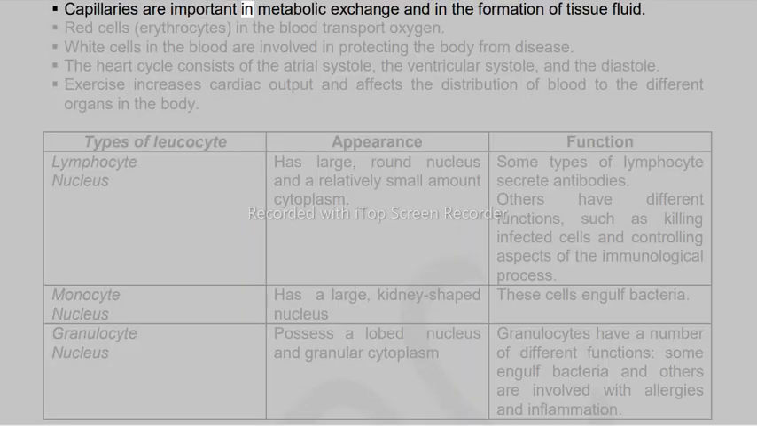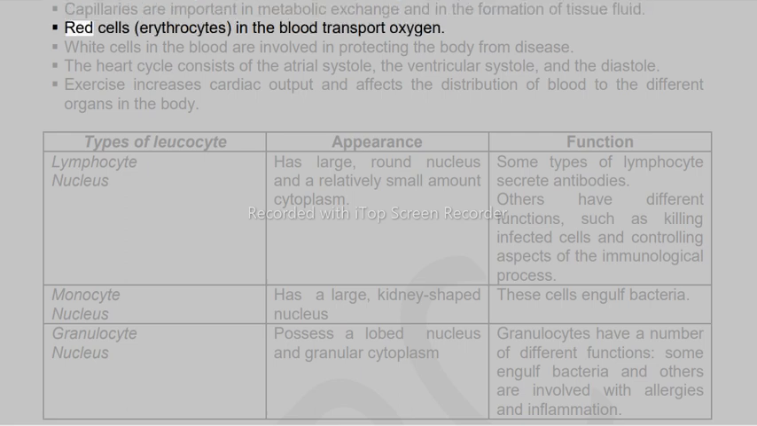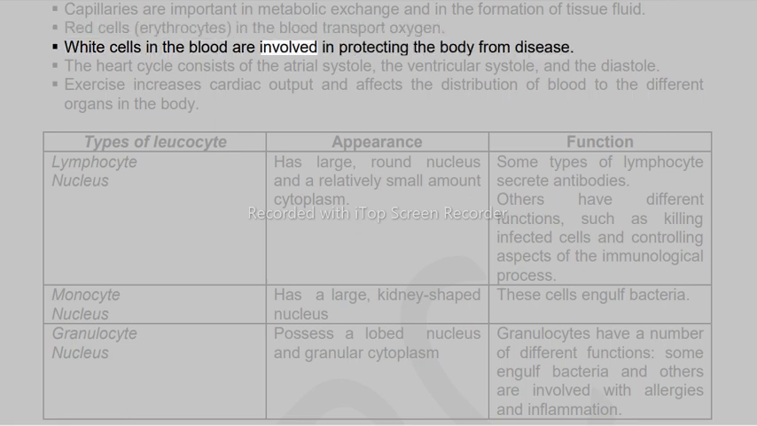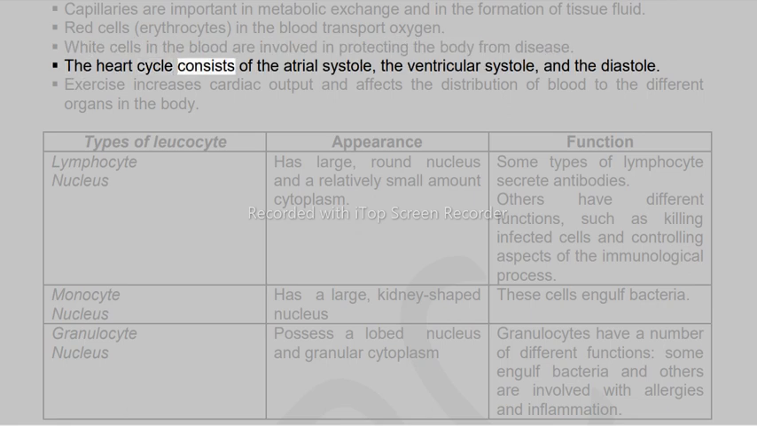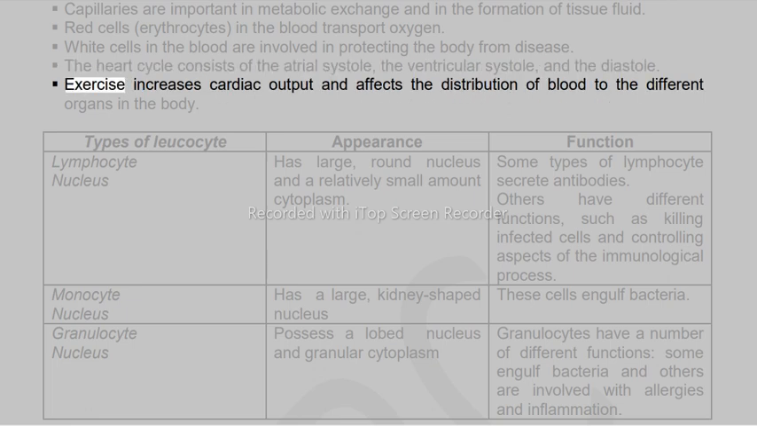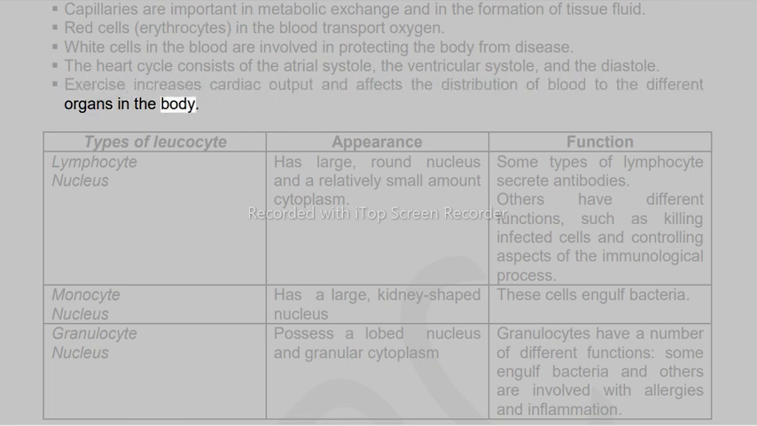Capillaries are important in metabolic exchange and in the formation of tissue fluid. Red cells, erythrocytes, in the blood transport oxygen. White cells in the blood are involved in protecting the body from disease. The heart cycle consists of the atrial systole, the ventricular systole, and the diastole. Exercise increases cardiac output and affects the distribution of blood to the different organs in the body.